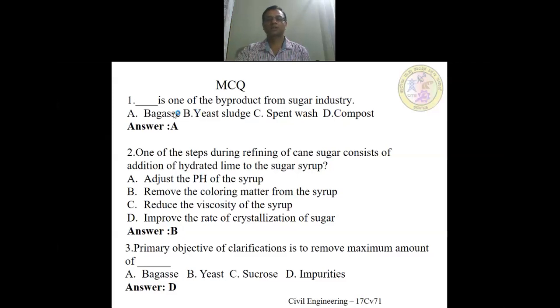These are some MCQ questions. One of the byproducts from the sugar industry is bagasse, which will be used for paper or as a fuel. One of the steps during the refining of cane sugar consists of the addition of hydrated lime to sugar syrup to remove coloring matter from the syrup. So the coloring matter which comes from the sugarcane juice will be removed by adding hydrated lime. The primary objective of clarification is to remove the maximum amount of impurities.